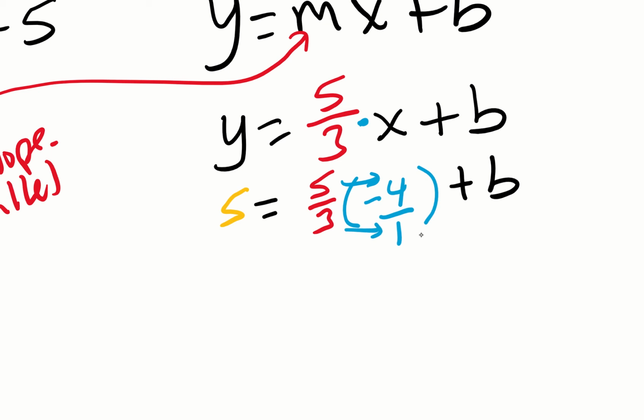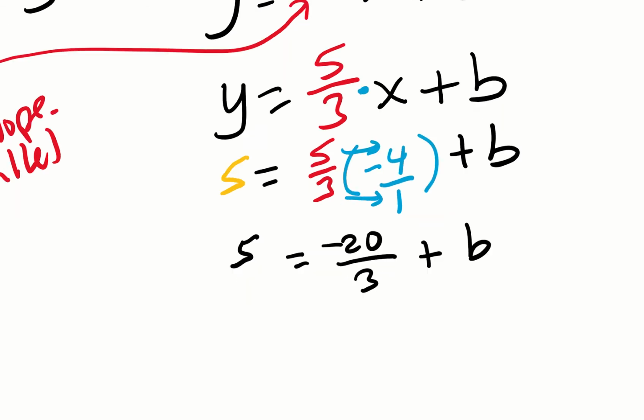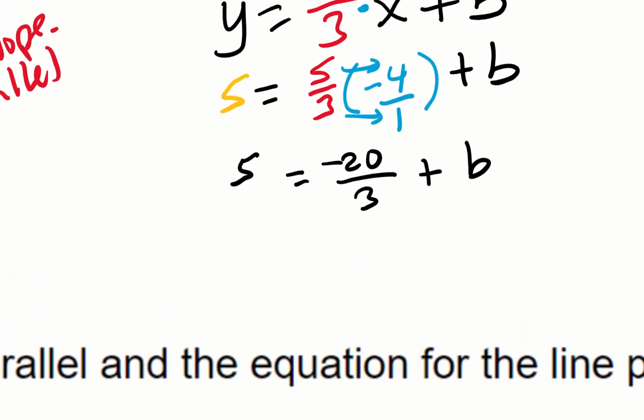So 5 times negative 4, that's negative 20. 3 times 1 is 3. That's my fraction. That's it. Multiply those straight across. Now, the hardest part of fractions that students tend to not like is adding and subtracting fractions, right? Or just dealing with them in general, right? So if I want to solve for b here, I need to get rid of the 20 over 3. So I'm going to go ahead and add it to both sides.